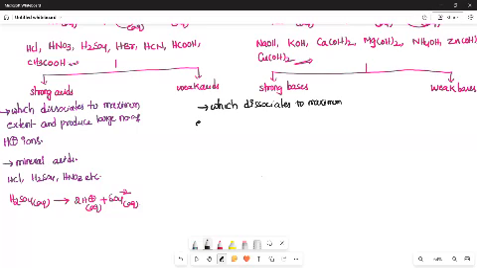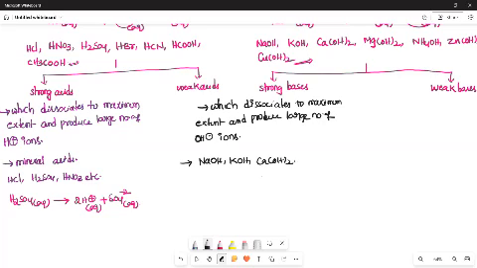Bases which dissociate to the maximum extent and produce a large number of OH minus ions. Who will generally be these? Alkali metal hydroxides and alkaline earth metal hydroxides. Means NaOH, KOH, Ca(OH)2, like this.